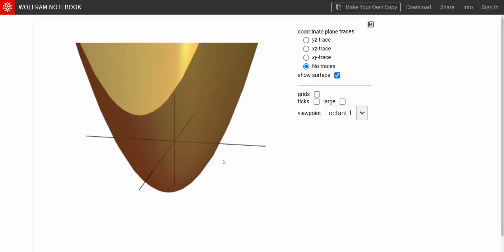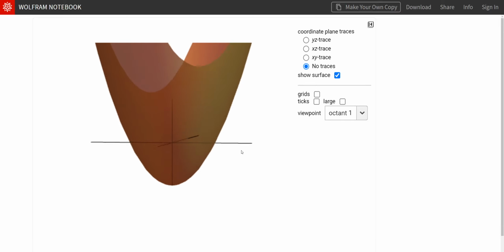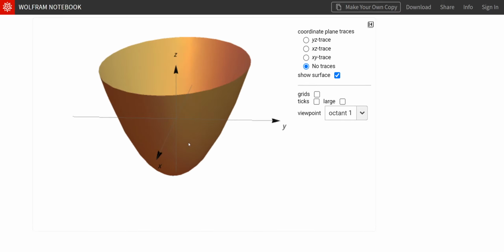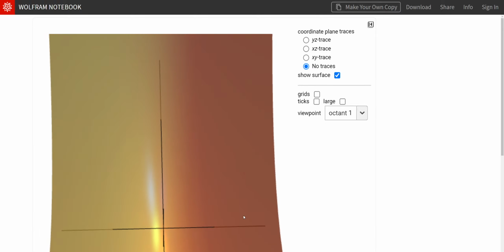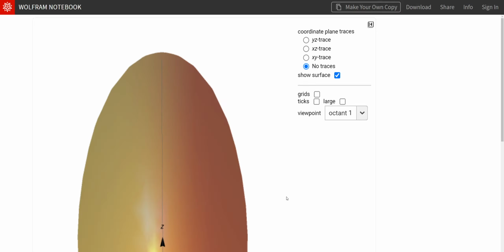So before I turn it on, I want you to think, what does this surface look like when I intersect it with the xy plane? So when z is equal to 0, what does the surface look like? One way to think about this is looking at it from above. Well, it doesn't quite do it justice because the figure is getting all blown up.